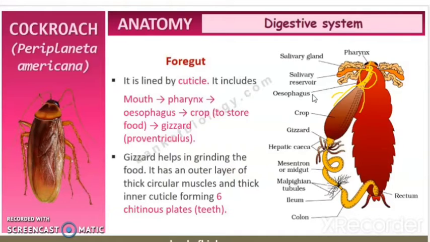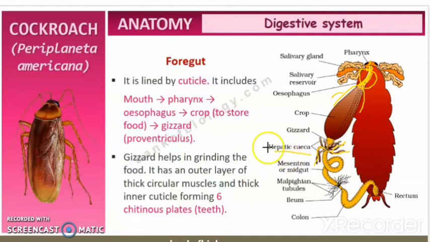So a ring of 6 to 8, you can see some structures here, thicker structures which are thread-like, right? It is not as thin as a thread-like structure, it is a little thicker, right? So the ring of 6 to 8 blind tubules are called the gastric caeca or hepatic caeca. Okay, they have written it here.